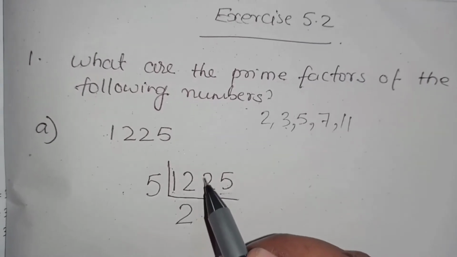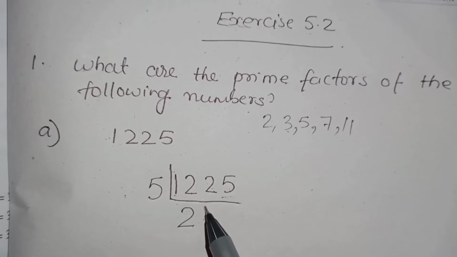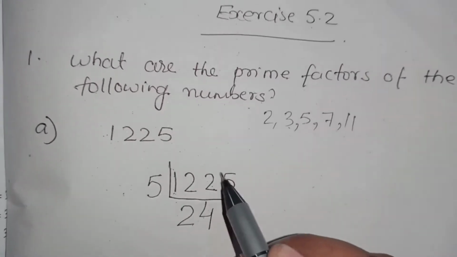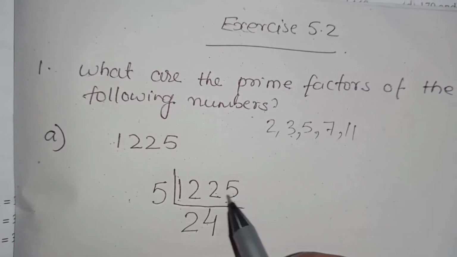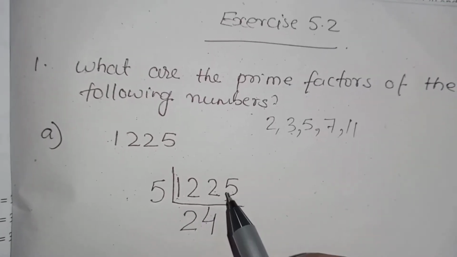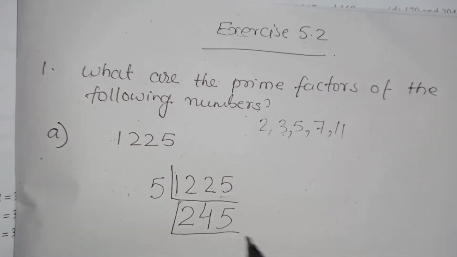12, with 2 as carry, it becomes 22. 22 doesn't come, so 5 fours are 20. 2 carry, now it becomes 25. Just keep this in your mind, don't write it here. 5 fives are 25. So it got divided by 5.